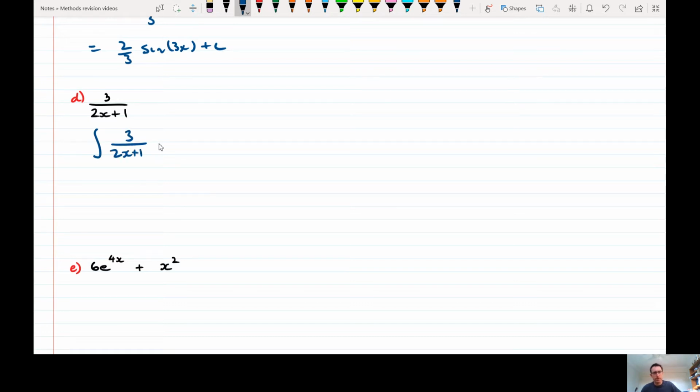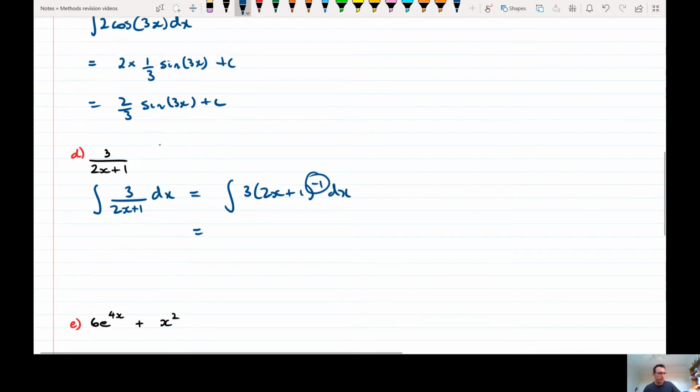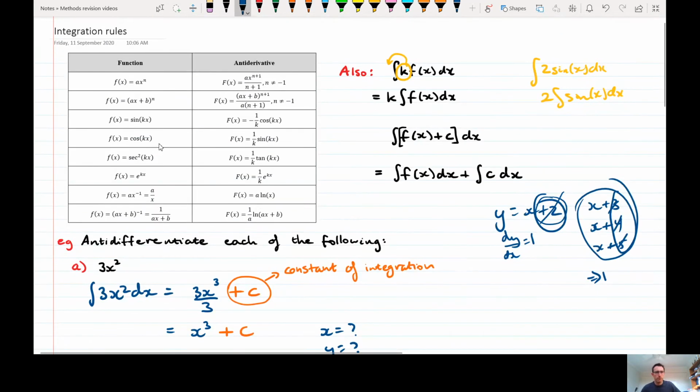Two more examples. 3 over 2x plus 1 dx. Now this one, before you go any further, you should write this as 3 bracket 2x plus 1 to the minus 1 dx like this. And you recognise, hang on, there's a negative 1. There's an issue there. If I go to my rule up here, this rule only applies if n is not negative 1. Because if n is negative 1, you're dividing by 0, it doesn't work.